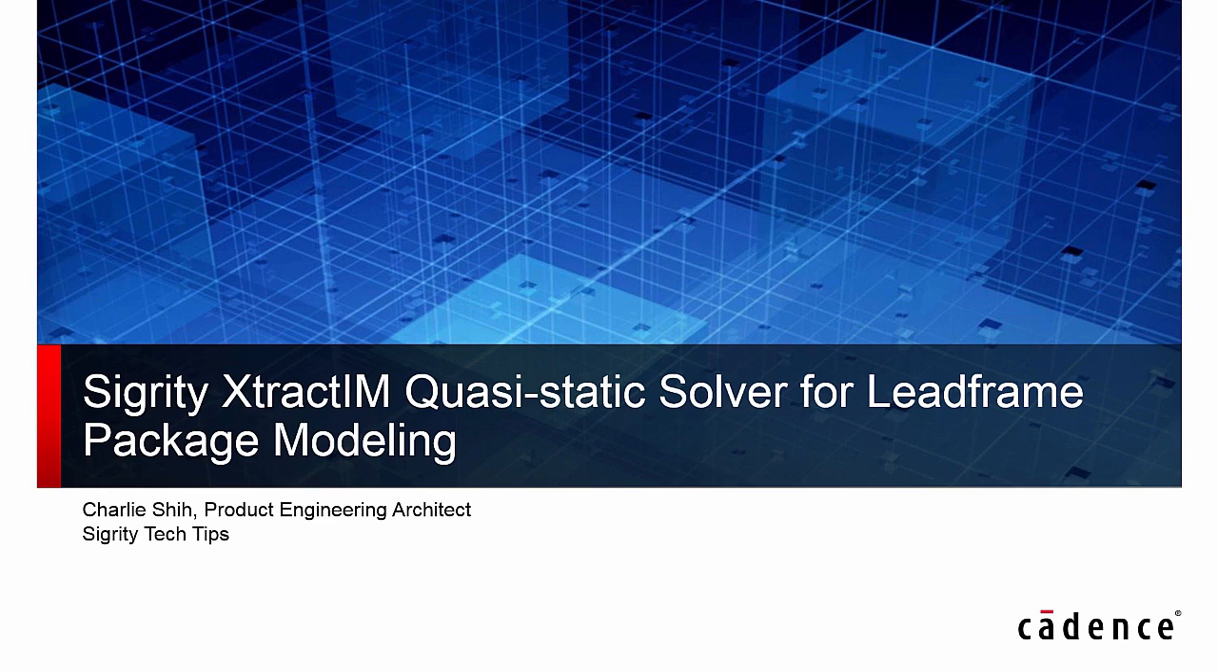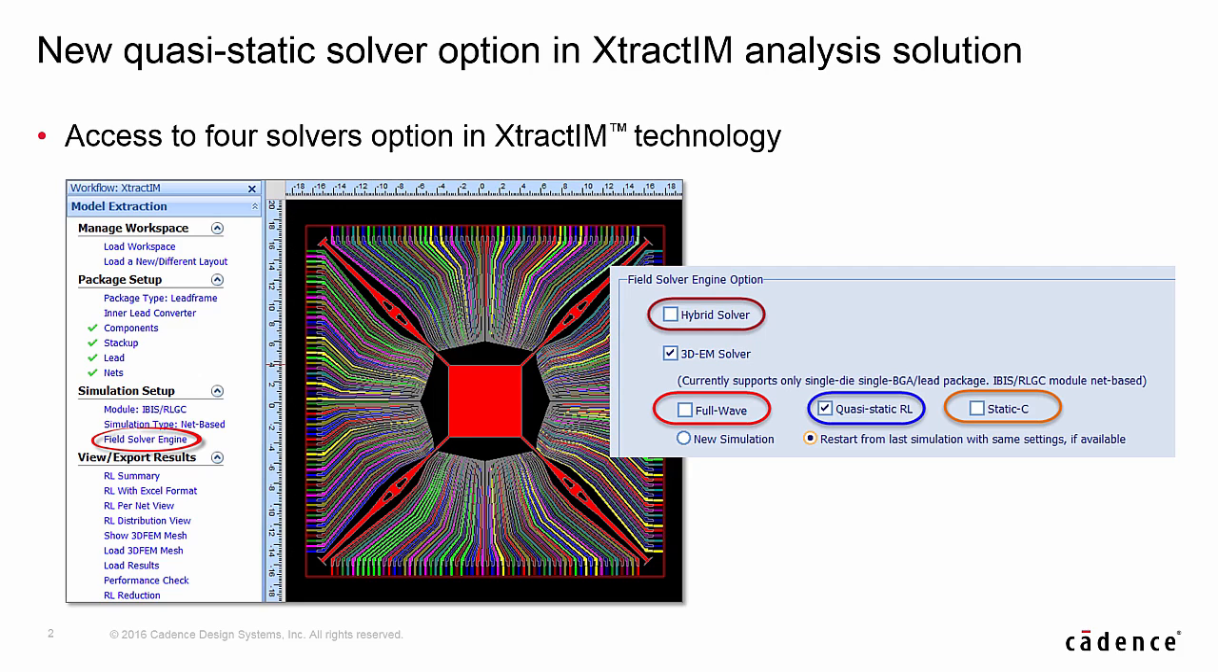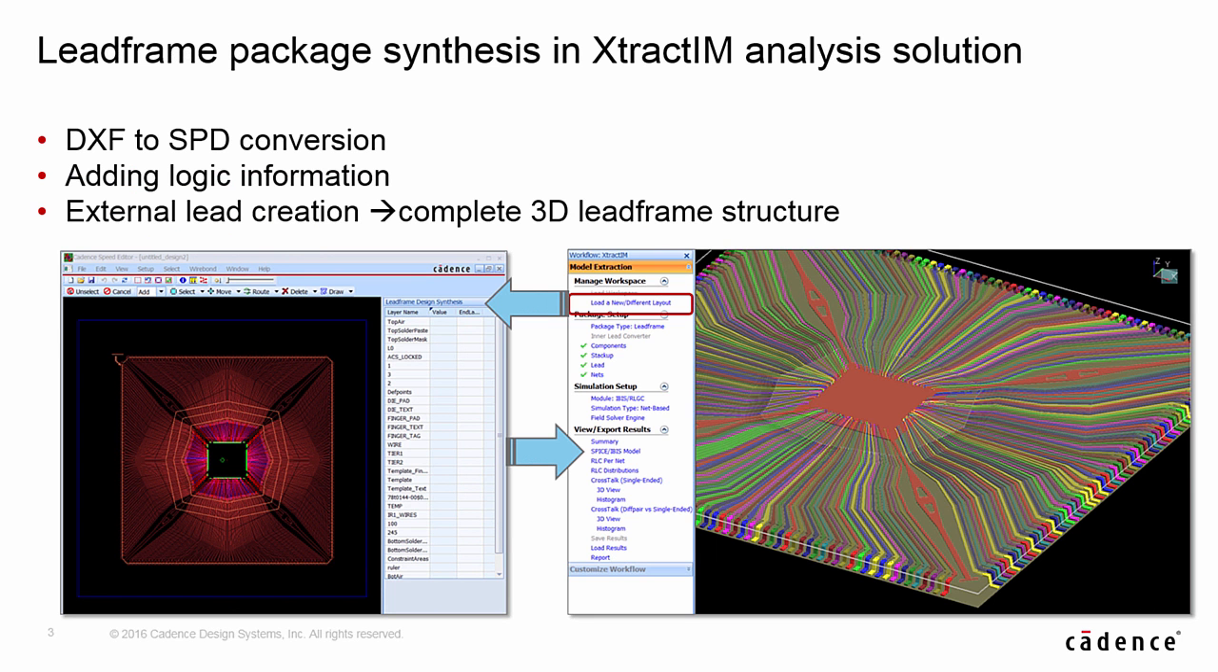I'm pleased to introduce the Sigrity Xtract M quasi-static solver for leadframe package modeling in this demo movie. With the new quasi-static solver option in Xtract M, now you can access 4 solver options in the same environment for different package structures. The workflow in Xtract M remains the same for different solver options. The quasi-static resistance inductance and static capacitance can be selected separately or altogether. The simulation results can be reused to generate the SPICE model.